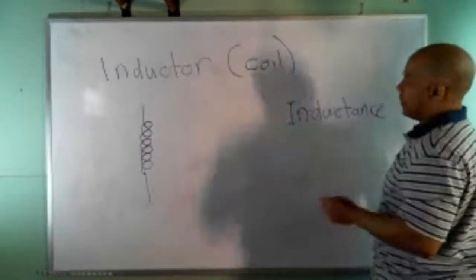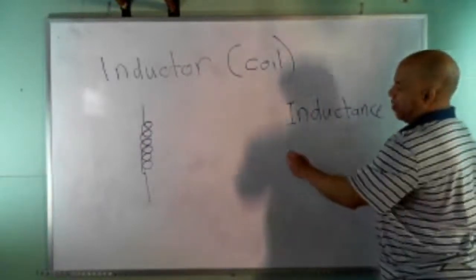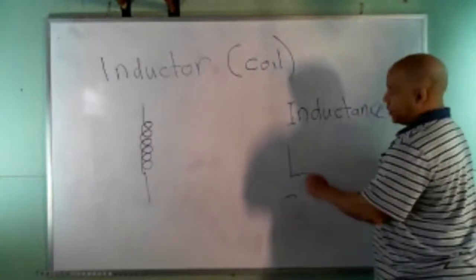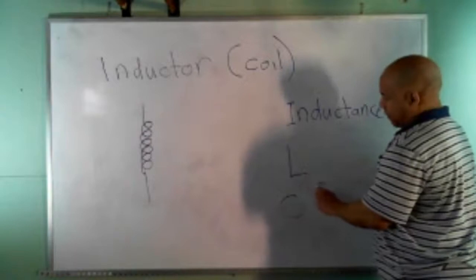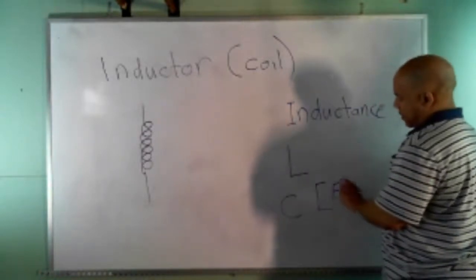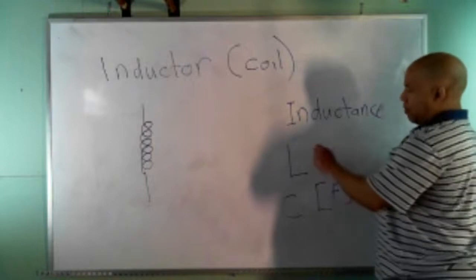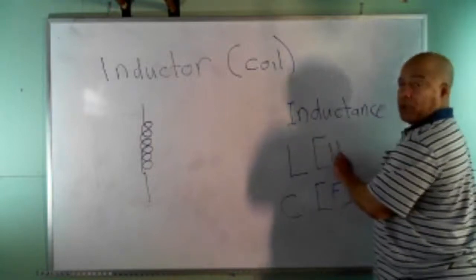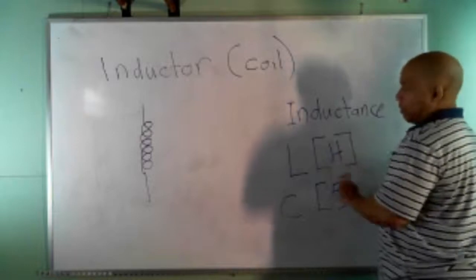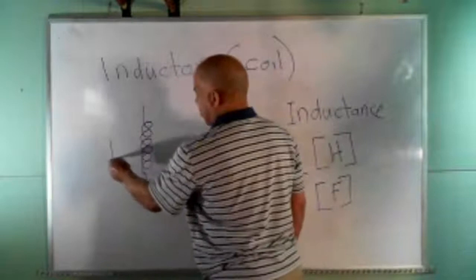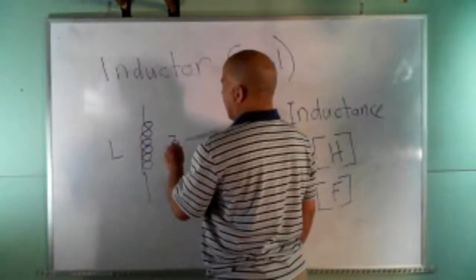The symbol for inductance is L, just as they use C for capacitance. For capacitance the unit was the farad. For an inductor, the unit is the Henry, capital H, like a person's name. So I might have an L that is 3 Henrys.